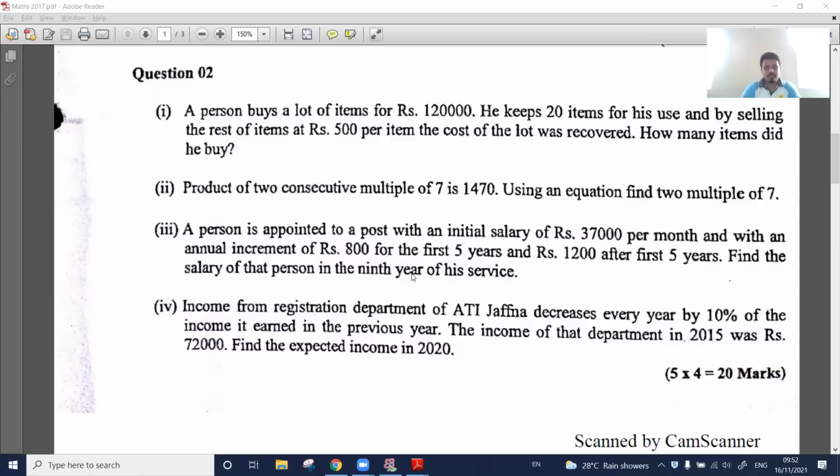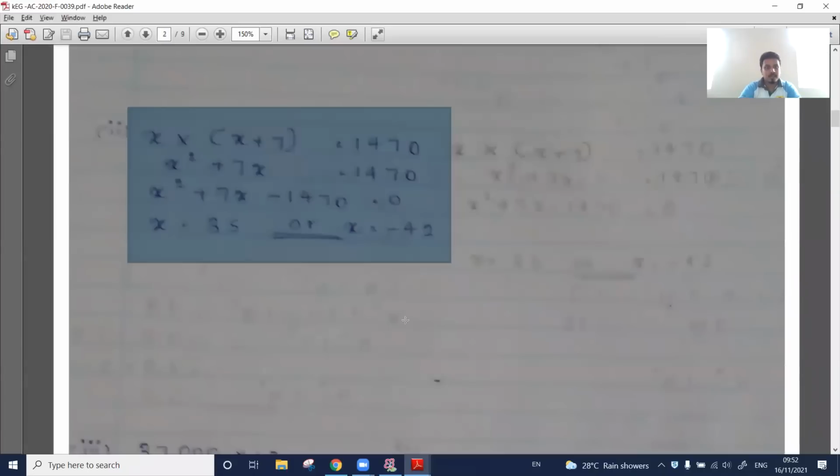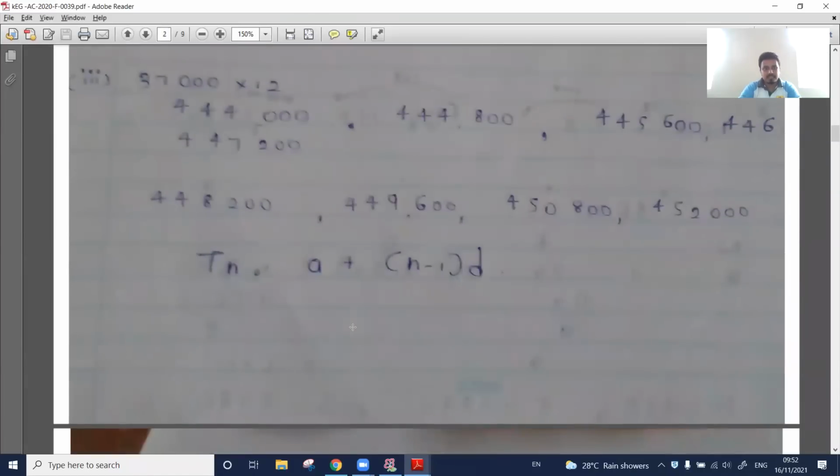Right? Now, how can we find this? How have you found part 3?